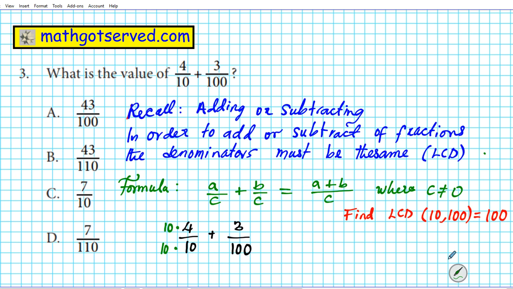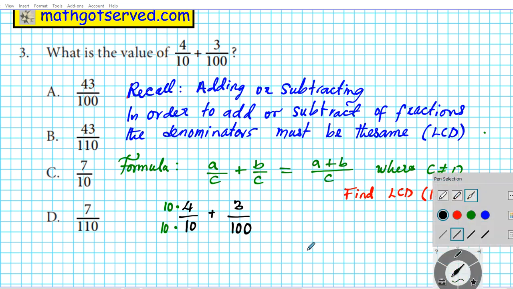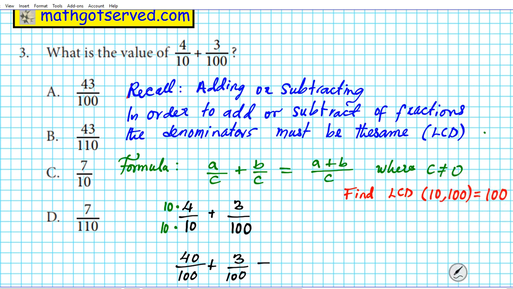Okay? So what does that accomplish? We will now have 40 divided by 100. Let's write that down. 40 over 100 plus 3 over 100. Can we add right now? We can, because the denominators are identical. Okay? So 40 plus 3 is 43, and the denominator stays the same. 43 over 100 is our answer. Option letter A is the answer to question number 3.